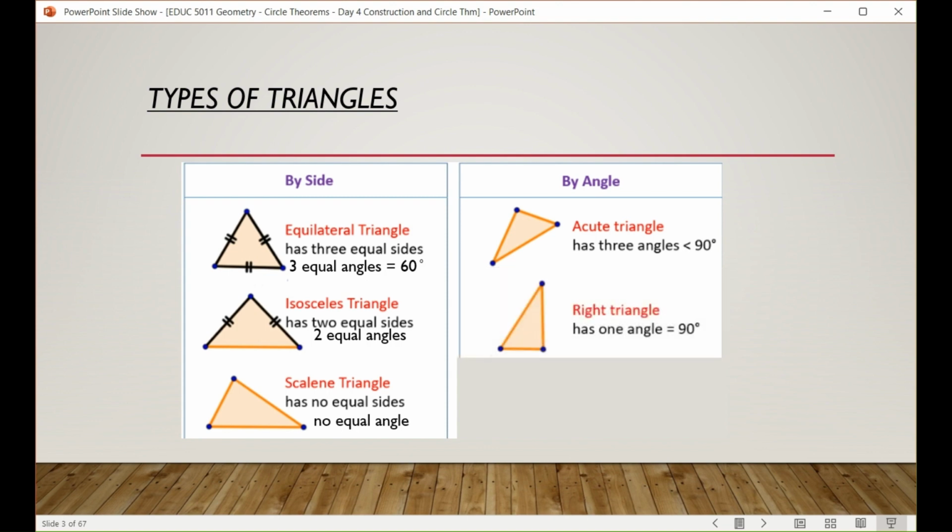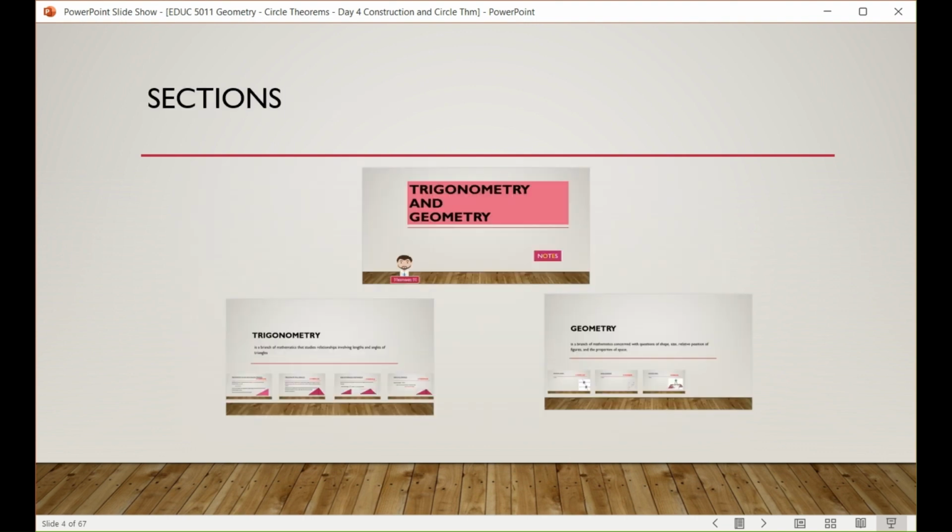Or we can have a triangle where one of the angles is 90, which means that the other 2 angles will add up to 90 as well. So those will be considered to be complementary angles. So that is called a right angle triangle. Or where one of the angles is more than 90, then that's considered to be an obtuse triangle.